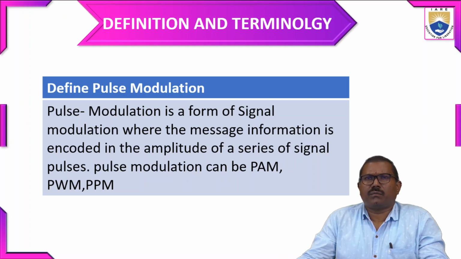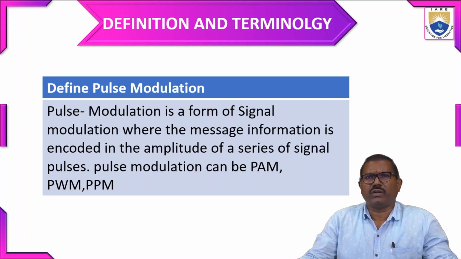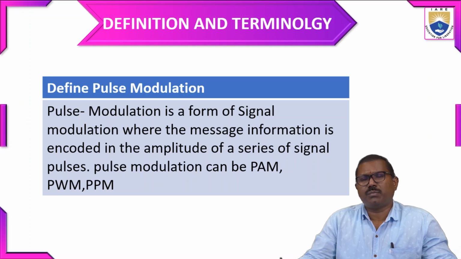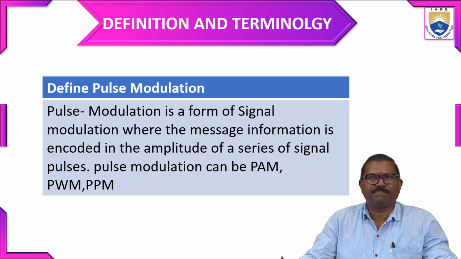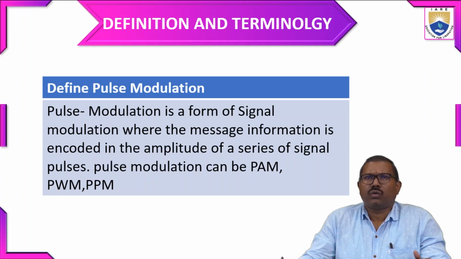Pulse modulation again has two types: one is analog pulse and the other is digital pulse. In analog pulse, PAM, PWM, PPM will come, whereas in digital pulse, we have PCM, DM, DPCM, ADM, which we are going to cover. In the previous session, we covered amplitude modulation and angle modulation. Now, pulse modulation.